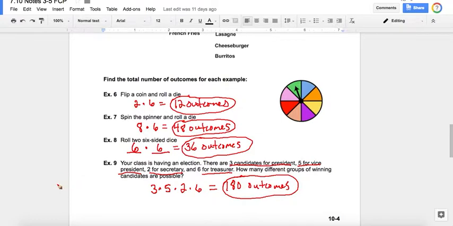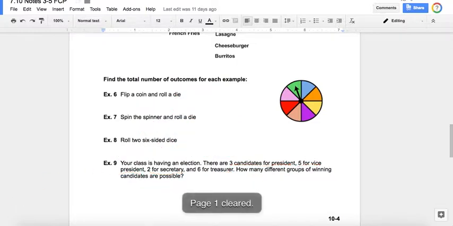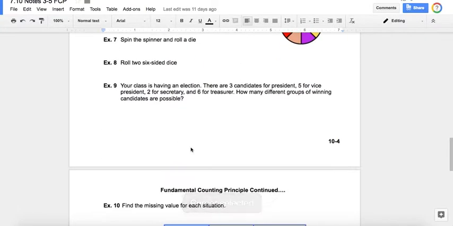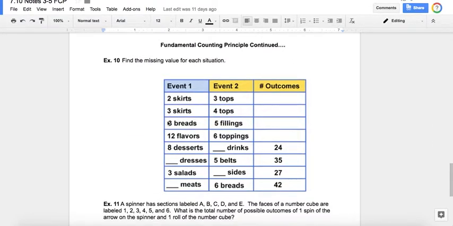Okay, turn to the final page, which is page 5. In example 10 here, we have find the missing value for each situation. So we have event 1 and event 2. Event 1 says 2 skirts and 3 tops. So how many different outcomes would there be? We can do 2 times 3, which is 6. So put in 6. Okay, the next one, 3 times 4 is 12.